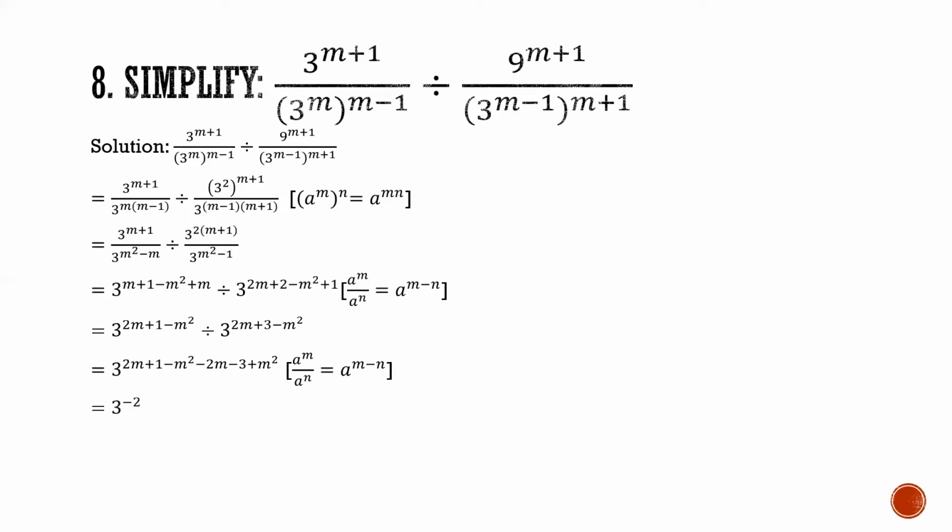You can put the answer here, but this is not the simplest form, as the problem is to simplify. So we can write a to the power minus n is equal to 1 by a to the power n. So from there, 3 to the power minus 2 will be equal to 1 by 3 square, and we know 3 square is equal to 9, so the solution will be 1 by 9.